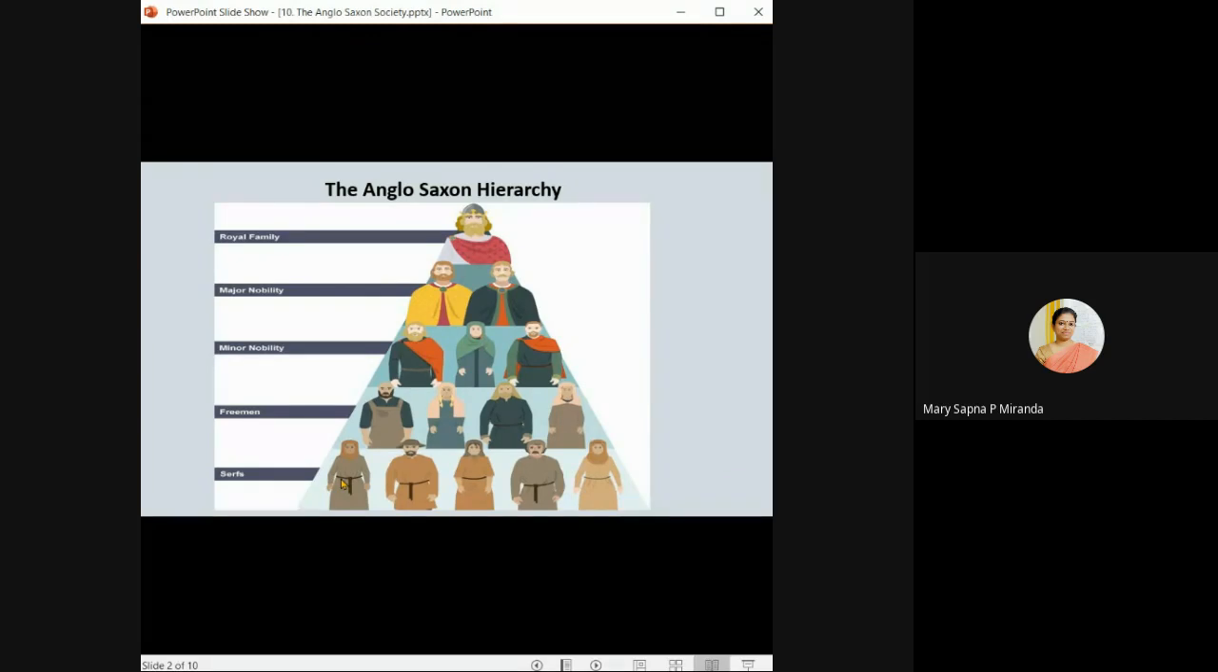Who these major nobility and minor nobility are, we'll be looking at in detail. So, this is the structure of how the Anglo-Saxon society was divided. All the workers, landless laborers, and slaves occupied the lowest tier of the society. Then you have the freemen, and there are terms to describe these people. We'll see that in the following slides.